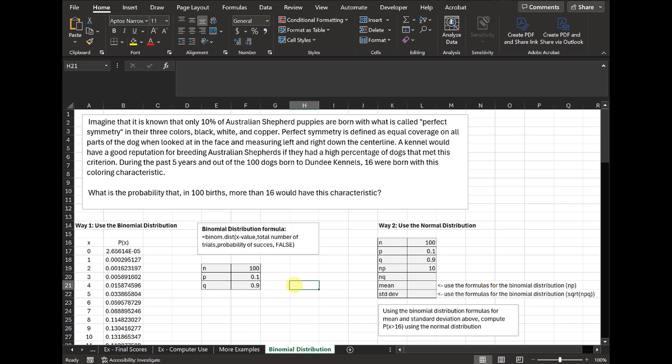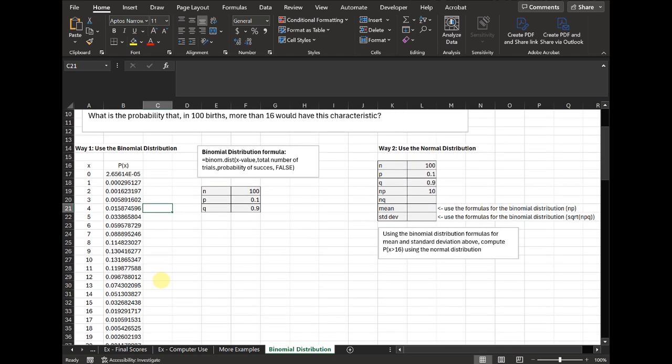Okay, so with the binomial distribution, since it's discrete, one of the things that can be kind of rough about it is asking a question like this. In 100 births, what is the probability that more than 16 would have this characteristic? This requires you to calculate all of the probabilities from 0 to 100. And that's what I've done over here. I just wanted to set this up and show you what's going on.